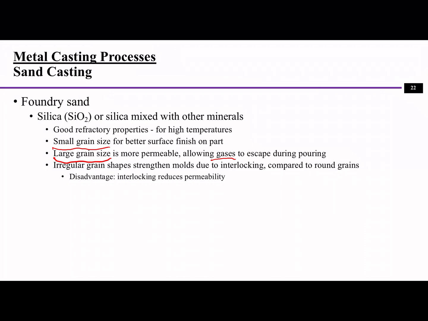If we are using some irregular grain shapes, it can actually strengthen the molds, because those grains can create some interlocking compared to other grain shapes. But the problem is, if you create interlocking, fewer gaps will be created, and it will reduce the permeability of the mold.